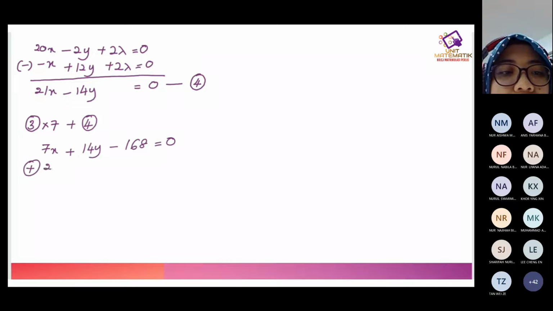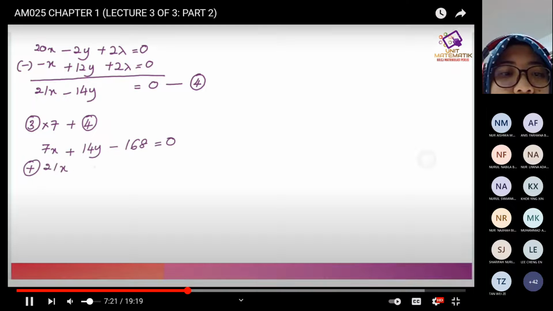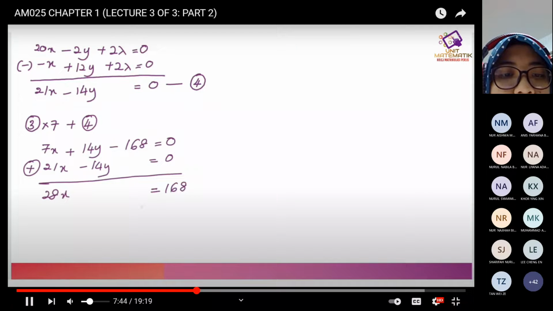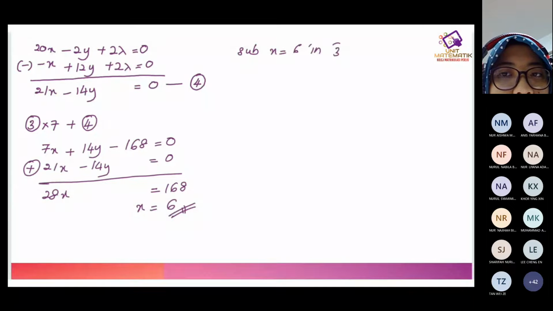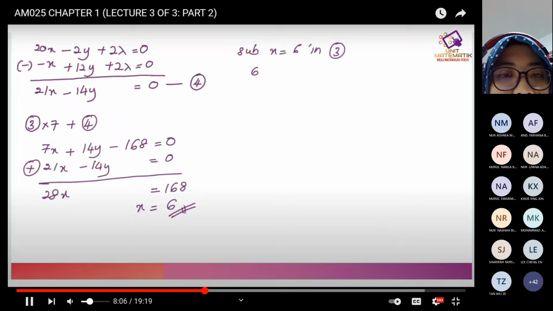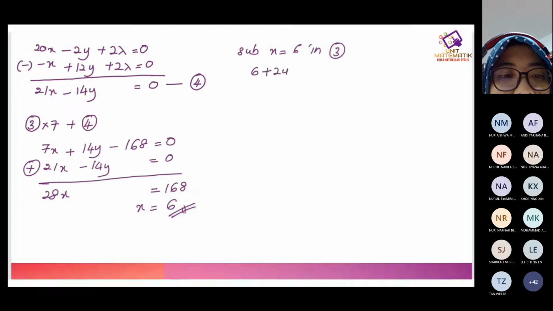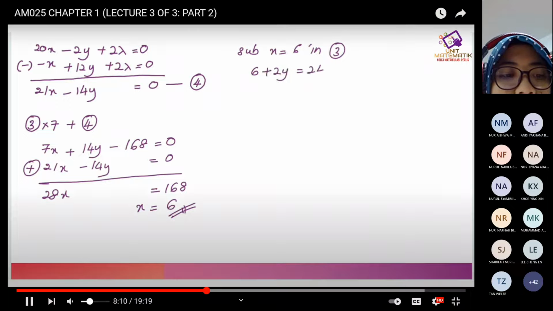equation 4, 21x, therefore x equal to 6 in equation 3. From equation 3, x is 6 plus 2y equal to 24.